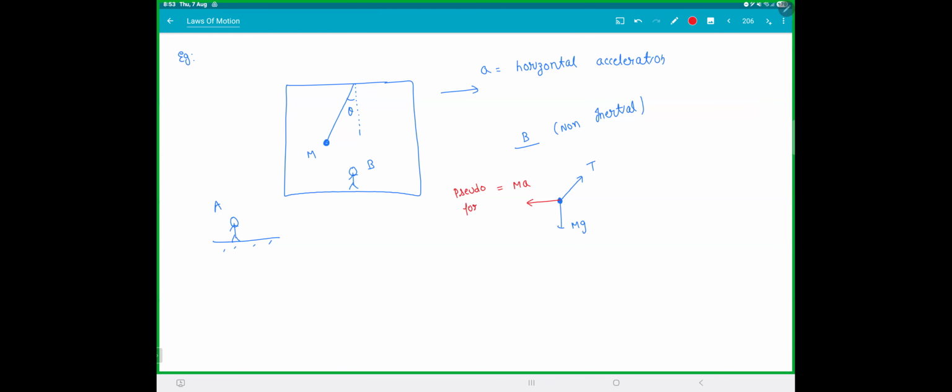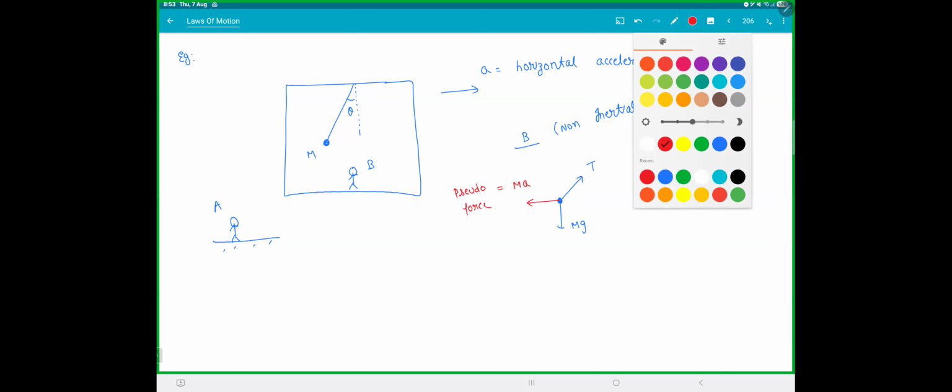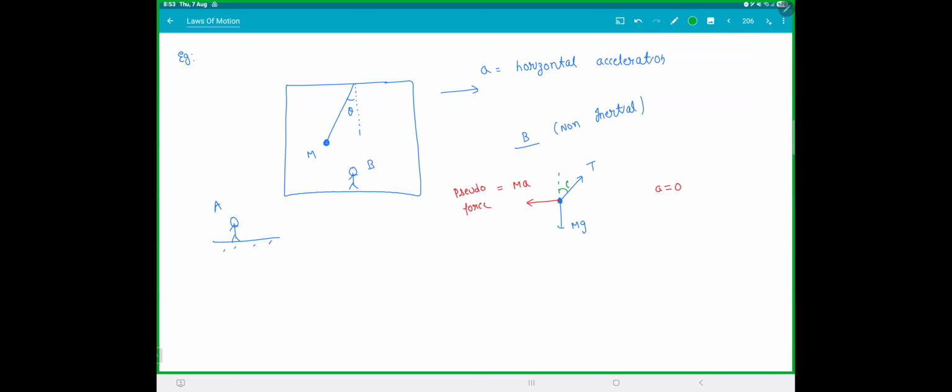And if you ask him, what is the acceleration? He will say, what are you talking about? It is not moving. It is at rest. If you are inside the truck with the pendulum, he will think it is at rest. So now when you resolve the forces, you actually get the same equations.